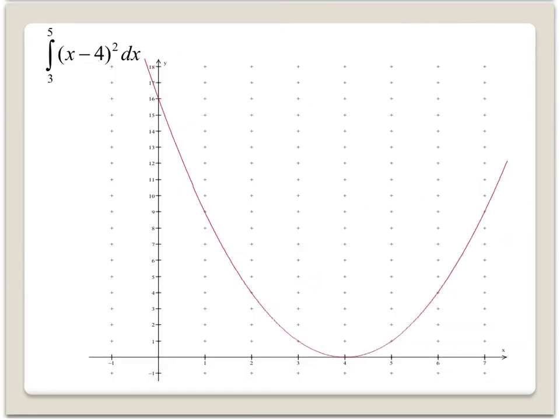Okay, let's do the same thing. Same curve, if you notice, x minus 4 squared, but actually, let's change this: instead of from 3 to 5, let's look at it from 4 to 6. So 4 is here, and 6 is here.